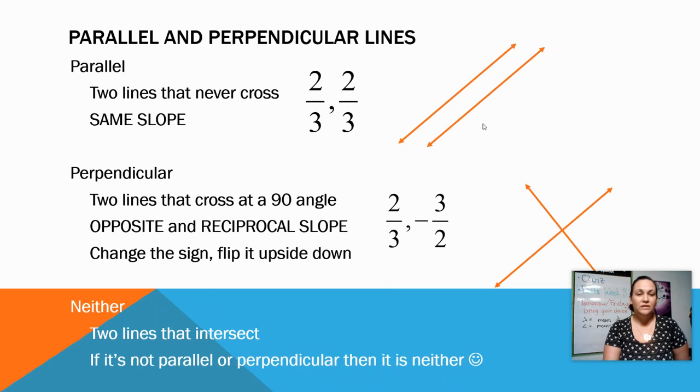To tell if two lines are neither, you just decide that they're not parallel and they're not perpendicular. So there's no special fancy way to figure that out. It's just if you said they're not parallel and you also said they're not perpendicular, then they're neither.